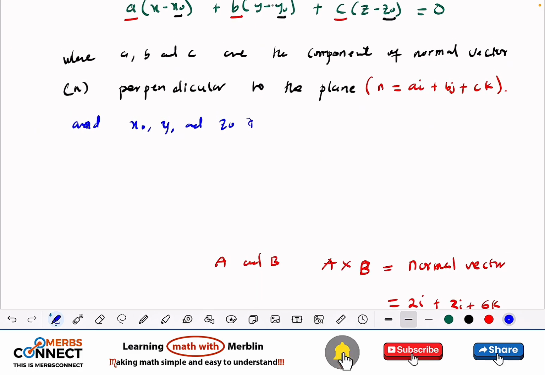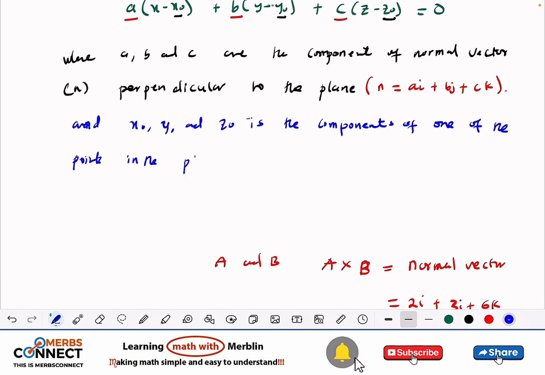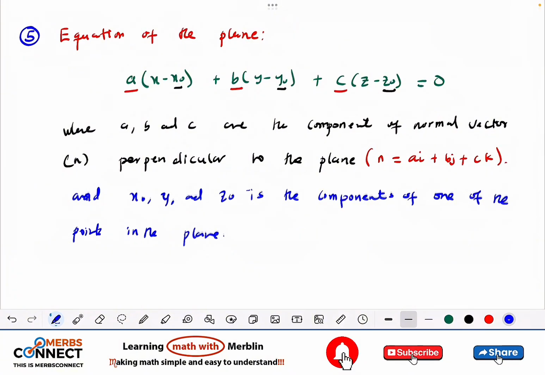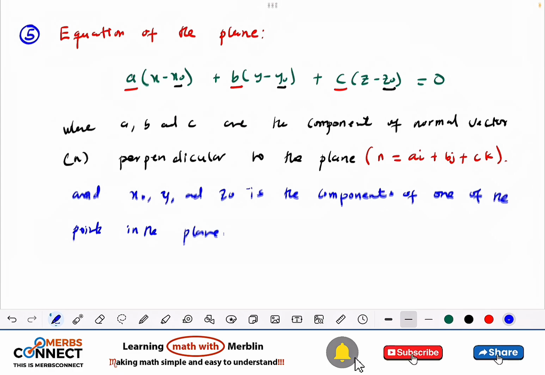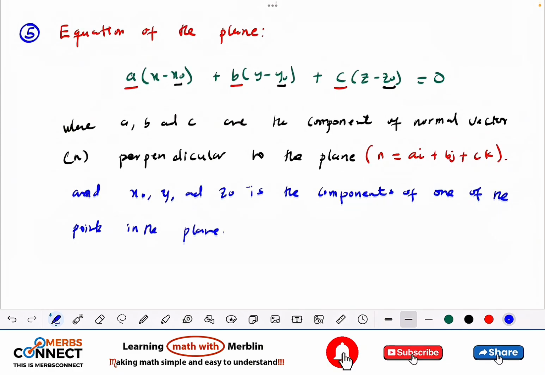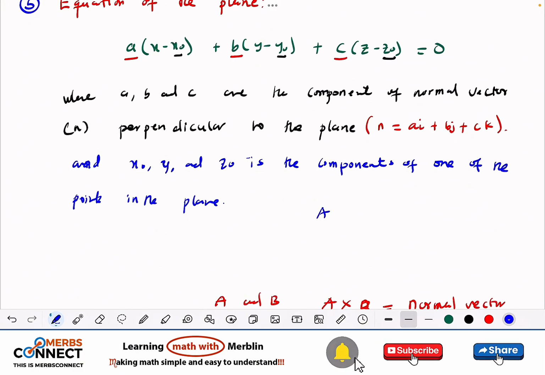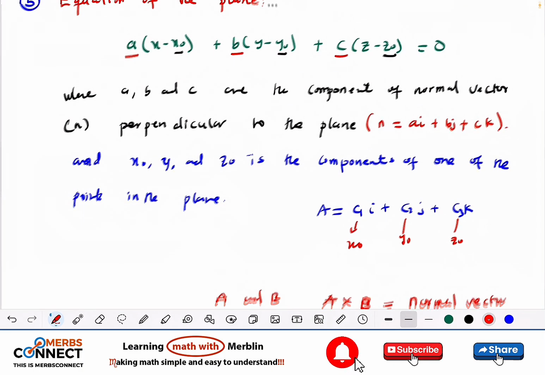x naught, y naught, and z naught are the components of one of the points in the plane. So when they give you one of the points in the plane, let me assume I'm giving you the plane, like A and B are in the plane. Any point of that. If I give you A, big A is going to be, let's say, c1 i plus c2 j plus c3 k. Since this is the point on the plane, this is my x naught, this is my y naught, and this is my z naught. We will take an example and you are going to understand it better.